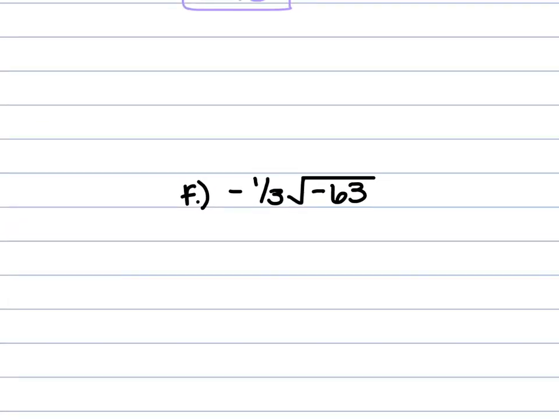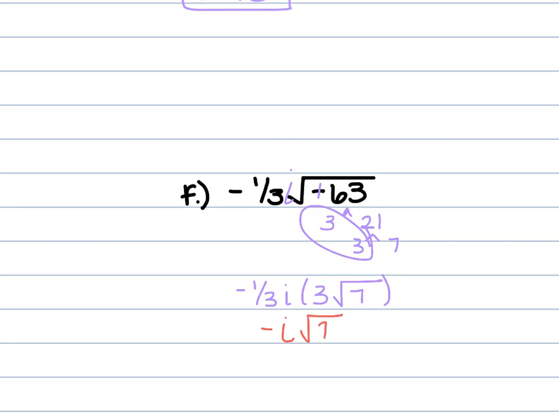For F, we have negative 1/3 times the square root of negative 63. In order to take that negative and bring it out, that becomes negative 1/3 i. The square root of 63, 3 and 21. The 21 is 3 and 7. Group of 2. So that's negative 1/3 i times 3 square root 7. Negative 1/3 times 3 is going to give us negative 1i times the square root of 7.